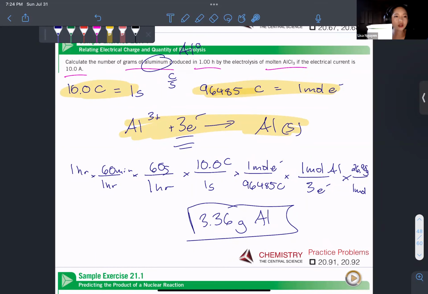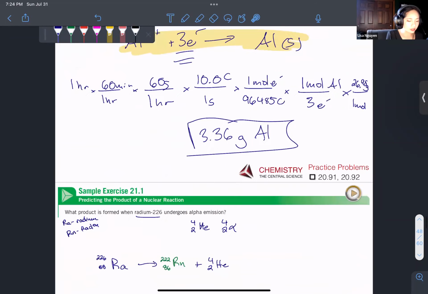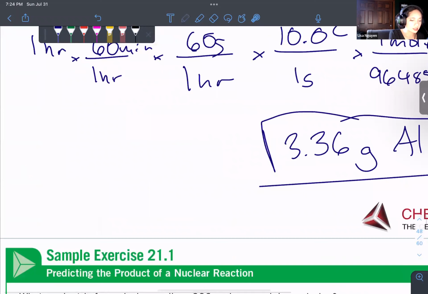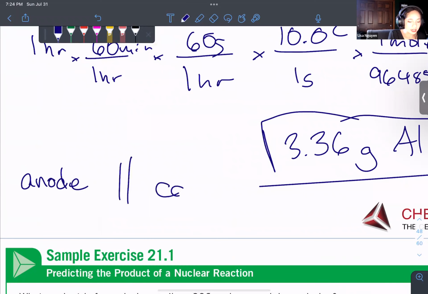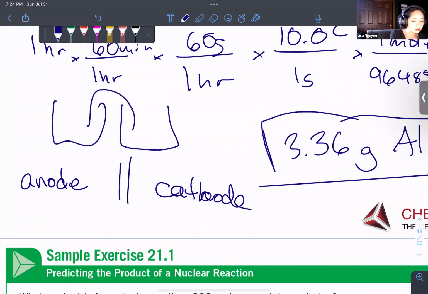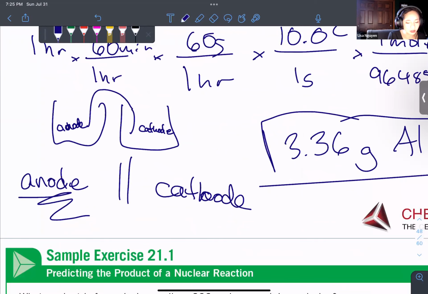Do we need to know how to read line notation? It's in your best interest to know line notation, but just know that it's the reaction at the anode, and then the reaction happening at the cathode. So it's like when you draw your cell. Typically, you draw the anode over here. Anode, cathode. So line notation tells you exactly what's happening at the anode, exactly what's happening at the cathode.